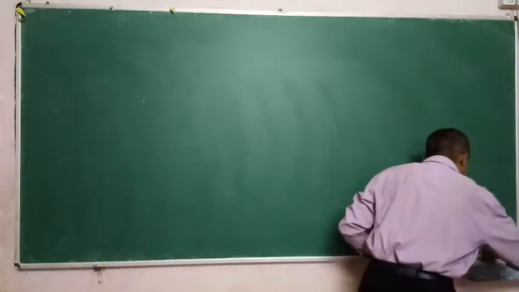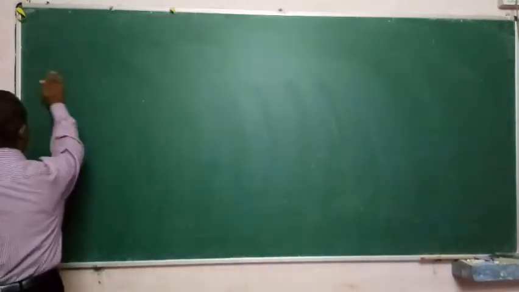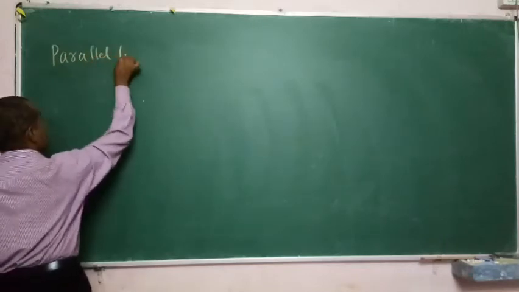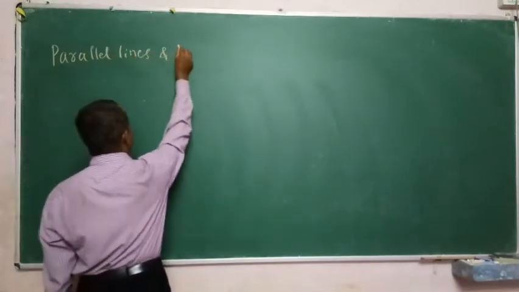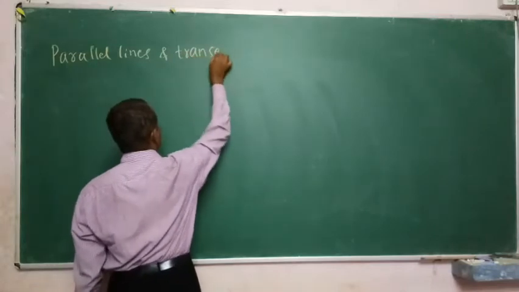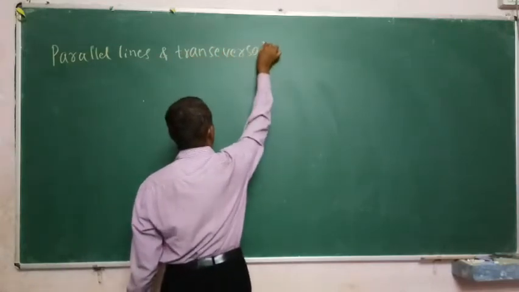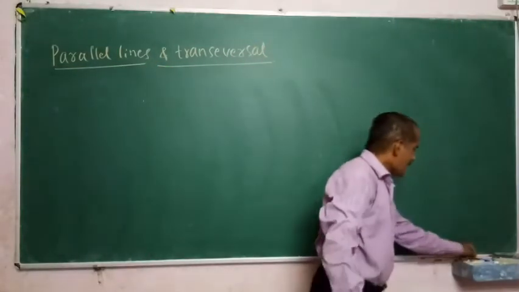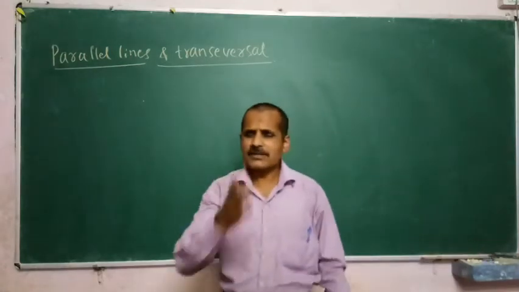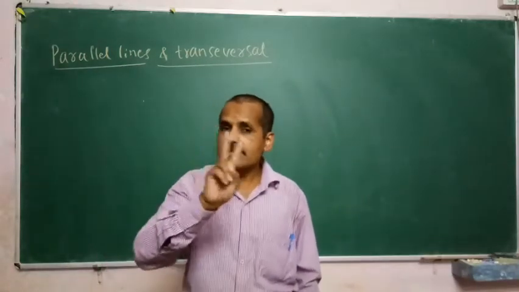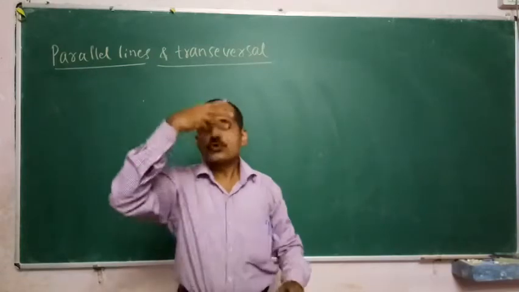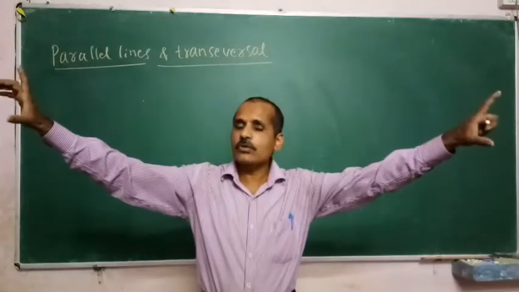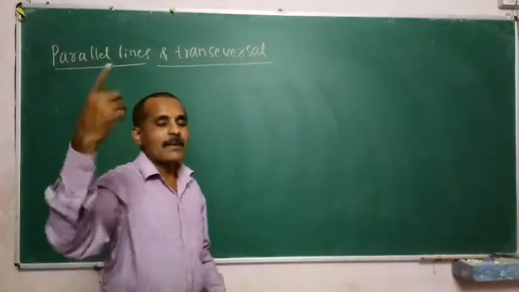But I will start with what a transversal is. So my heading is parallel lines and transversal. I am not going to tell you again what parallel lines are. You can remember this much: two or more lines. It is not necessary that parallel means there must be only two lines. Two or more lines whose distance is constant even though they are extended on both sides are called parallel lines.